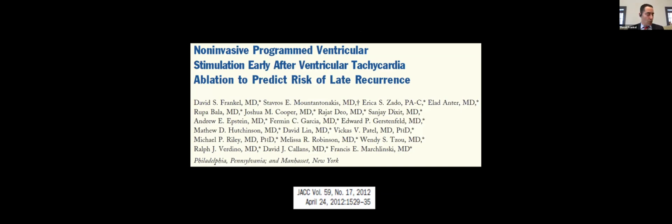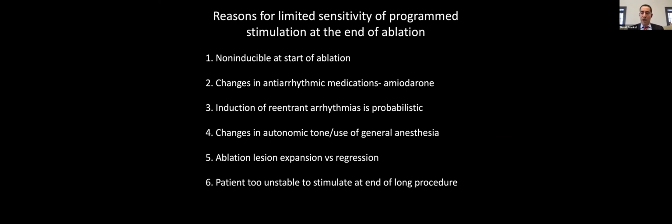And then the other one that we do a lot of at Penn is NIPS, or non-invasive programmed stimulation. Admittedly, this isn't a substrate-based ablation strategy. This is looking at longitudinal non-inducibility of VT. And so what's the point? Why do you need to do NIPS if you did programmed stimulation at the end of ablation? Isn't program stim, program stim? And so here are some reasons why NIPS may provide supplemental value.